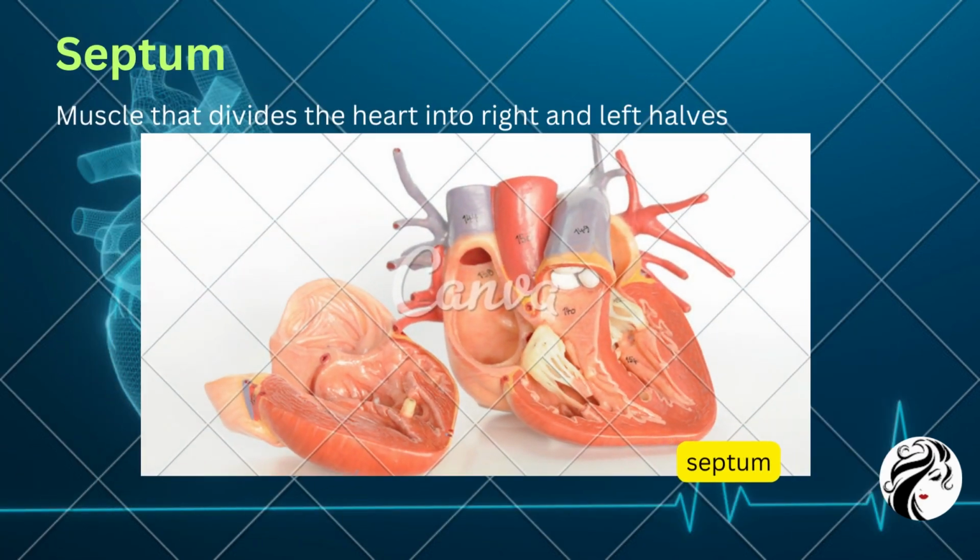So the septum is basically a muscle that divides our heart into right and left halves. It is basically the intermediate between the right and left ventricle. It is a muscular part, and as I highlighted, it is just between our two ventricles, which divide our heart into halves.